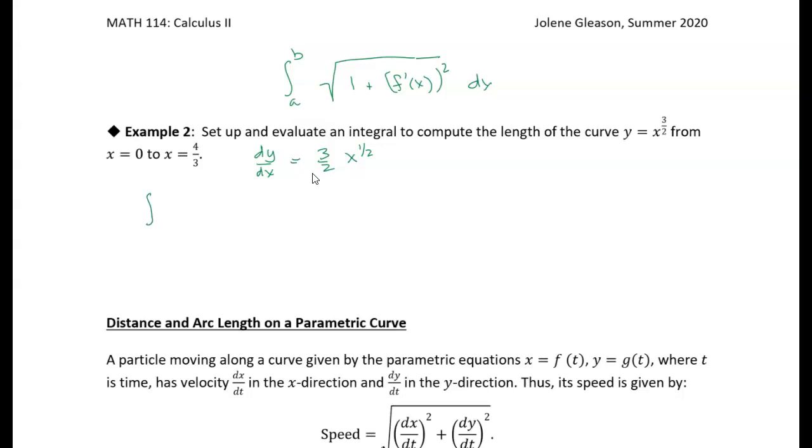So we have the integral from 0 to 4/3, because that's the interval we want to find the arc length over, and then we have the square root of 1 plus this f prime squared. So we're going to have 1 plus 9/4 x, because the square of the square root is just x. So that's nice. It doesn't look too bad to integrate.